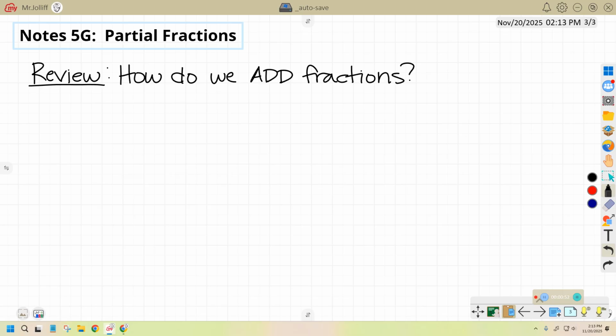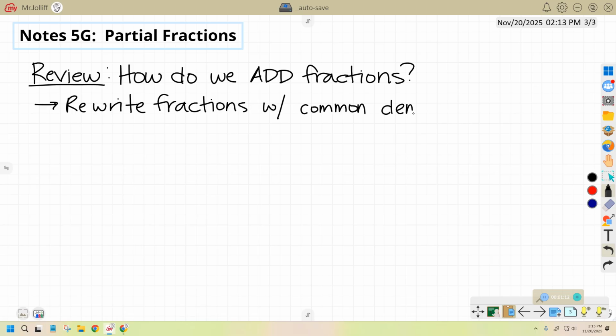Very good. Same denominator. We need to rewrite the fractions with a common denominator. I need the bottoms to match, and then I just add the tops. Yeah? We're going to do an example, because it's probably been a while since we've done this with algebra.